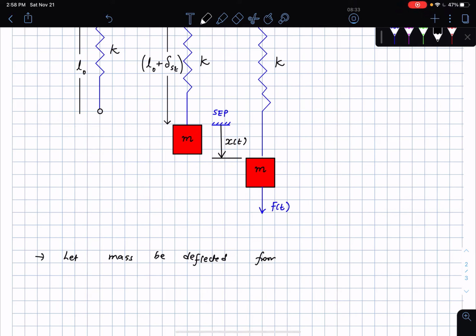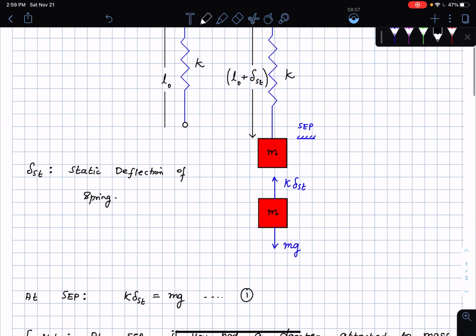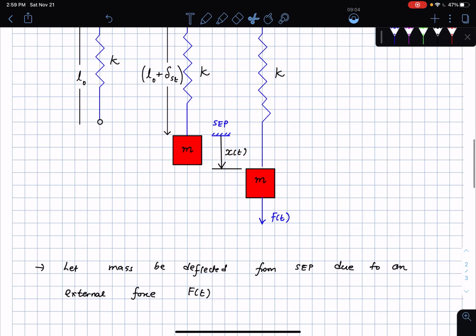Deflected from SEP due to an external force f of t. Okay, and since we have this external force, the system is going to be in a state of motion. Okay, then we can apply Newton's law and so on. And what I want to show is one more figure. Okay, this figure from before, I want to bring it down here. Okay, this was at static equilibrium. Okay, so that's the situation there.